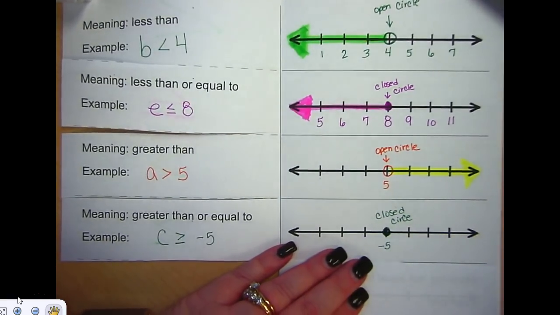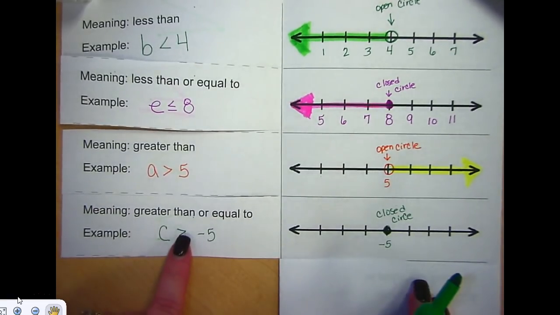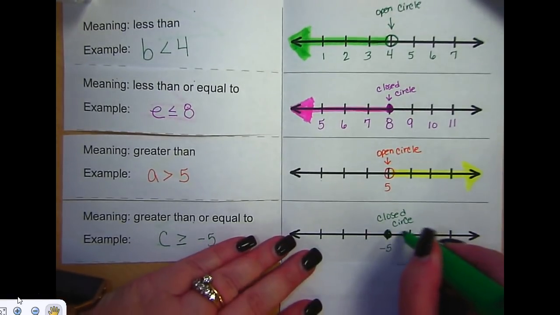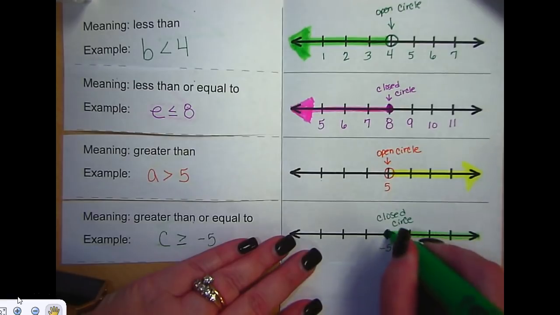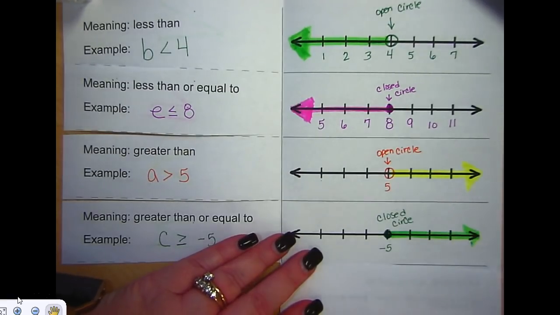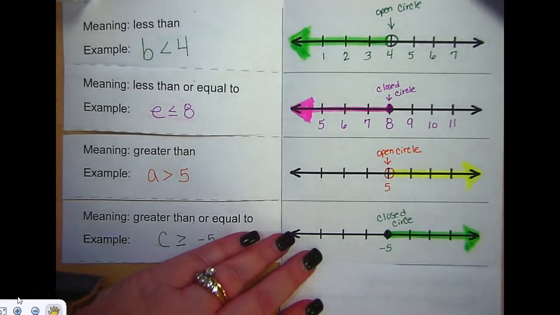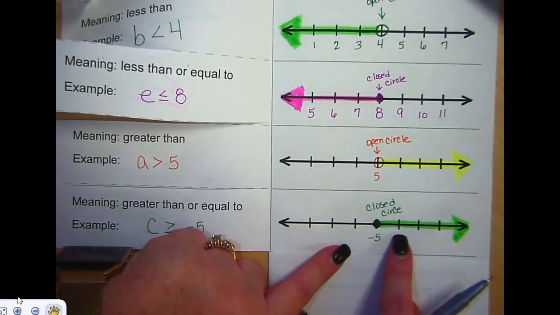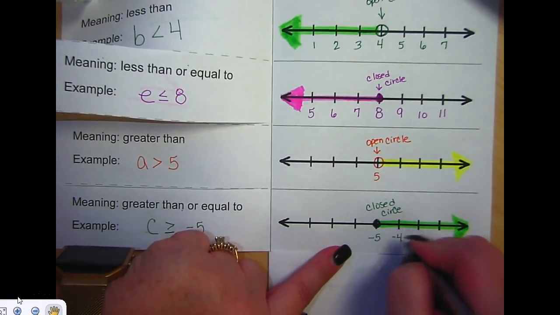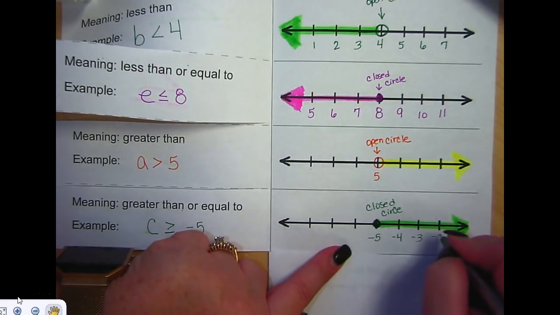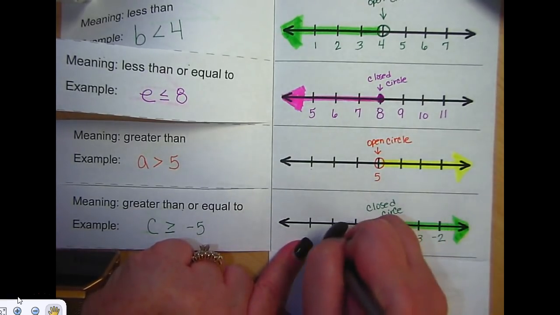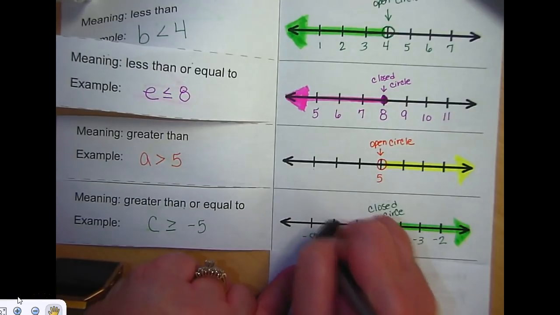And then which direction does my arrow need to go? To the right or the left? Right, we're going to point in the same direction. Any number greater than or equal to -5. Oh, we need to put some numbers on there. So these negatives are a little bit harder. What should be over here? -4, -3, -2. This way is a -6, -7, -8.